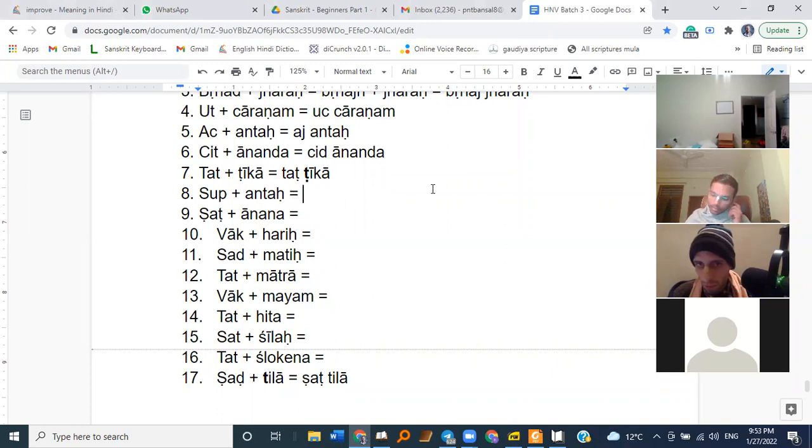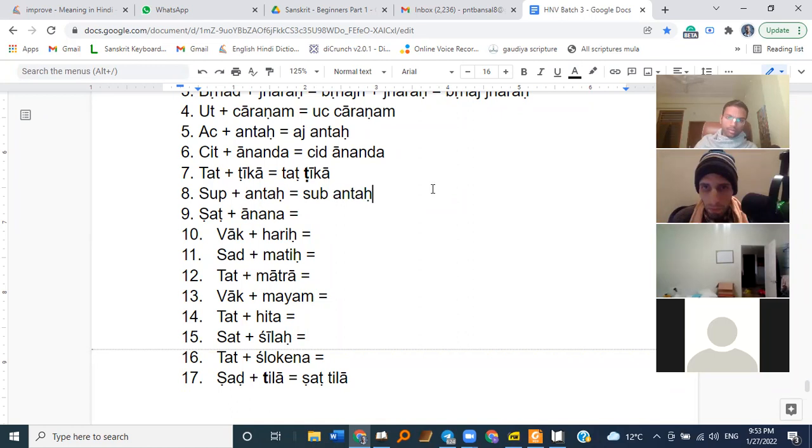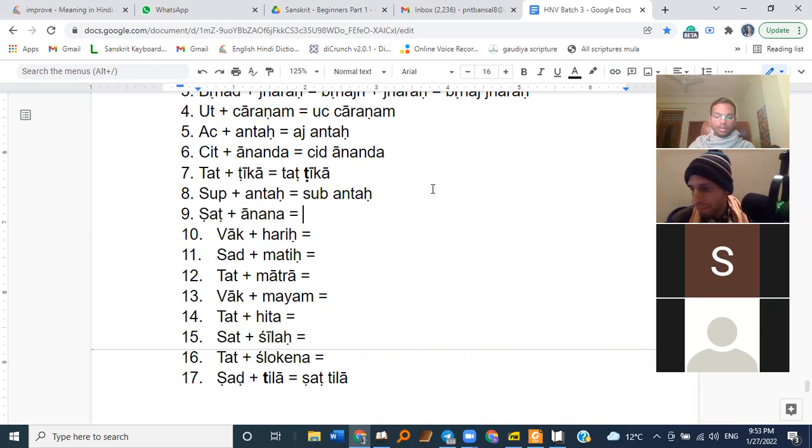Then the 8th one, Sup Yukt Antaha, here we apply 61, becomes Subantaha. So all the nouns basically are called Subantas in Sanskrit, in Panini especially. The reason we'll learn afterwards. Subantaha. Shat Yukt Anana, 61, Vishnu Daso, Vishnu Padante, Hari Ghoshe, Cha Hari Gada, becomes Shad Anana.